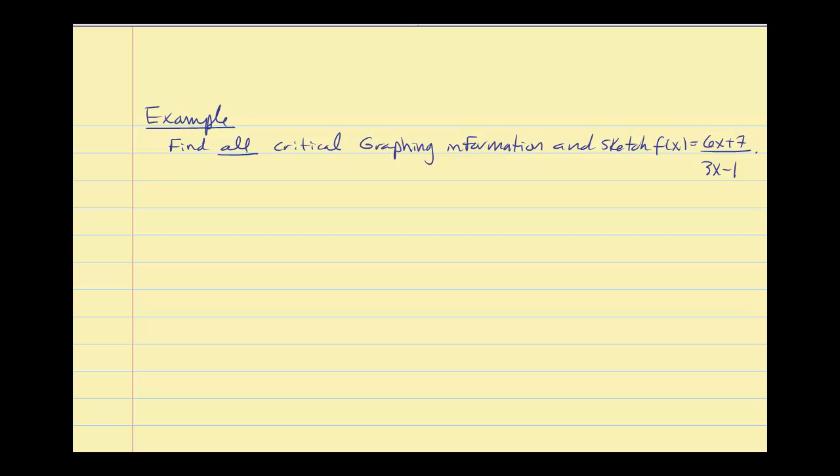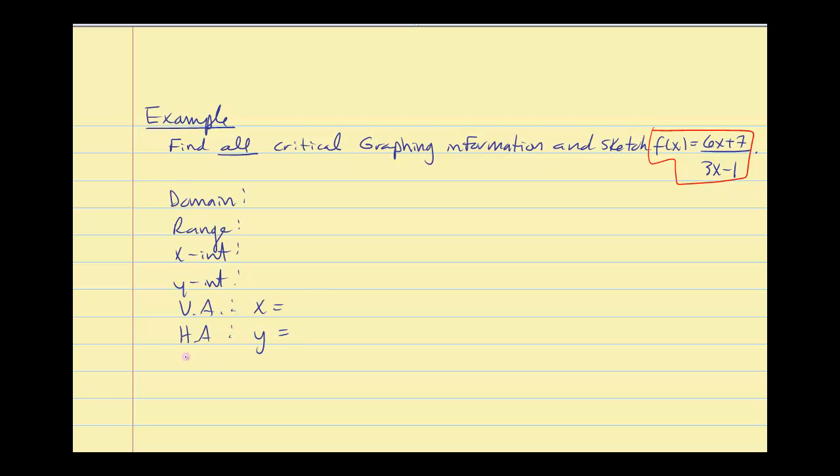So the function that we want to find all the critical graphing information for will be the function 6x plus 7 over 3x minus 1. So critical graphing information, these would be things like the domain, the range, any x-intercepts, any y-intercepts, and some of these are going to be none, meaning I don't have a value. Vertical asymptotes, and remember vertical asymptotes are x-equal lines. Horizontal asymptotes, and remember horizontal asymptotes are y-equal lines.